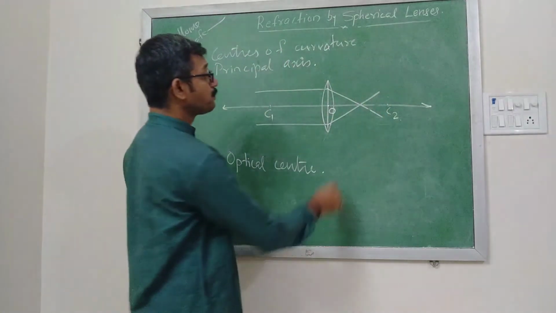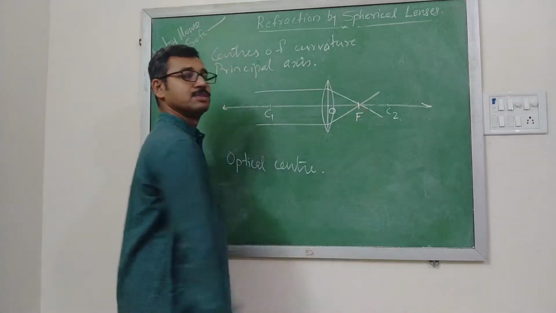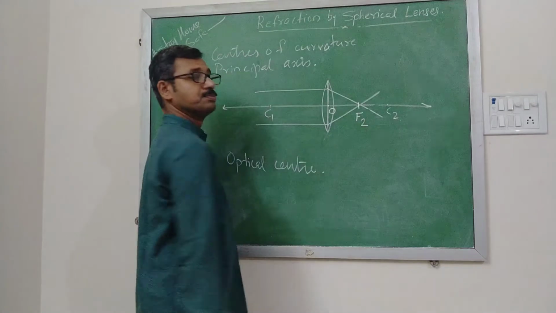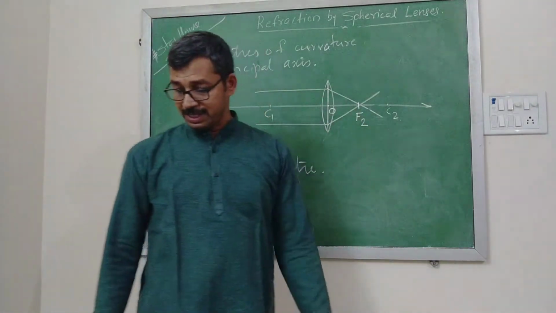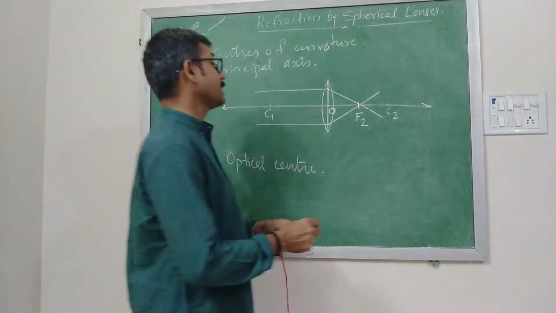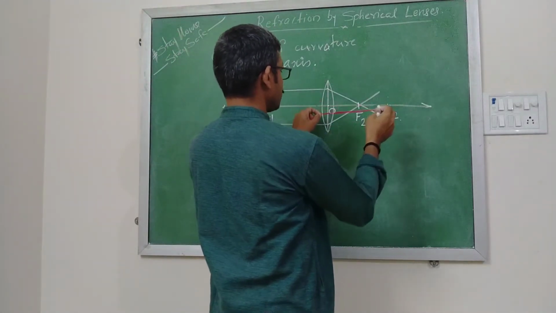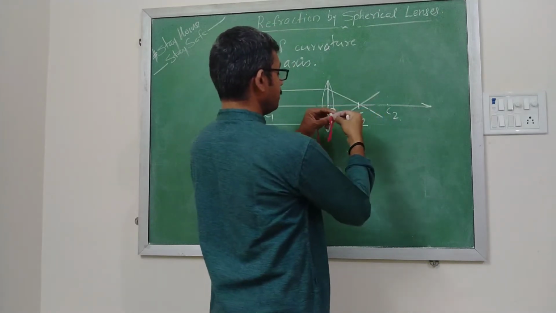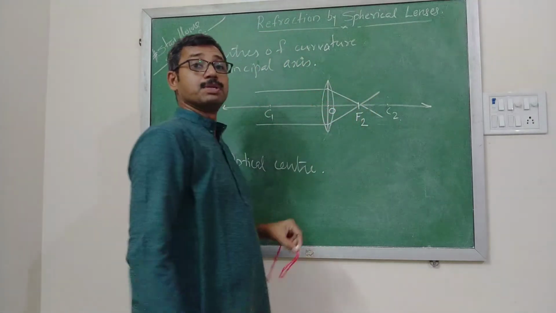Okay, that point is called the principal axis. So here it is, we can say F2. Now, normally, without drawing it, we take half of the distance between the optical center and this point, and that gives the principal focus.